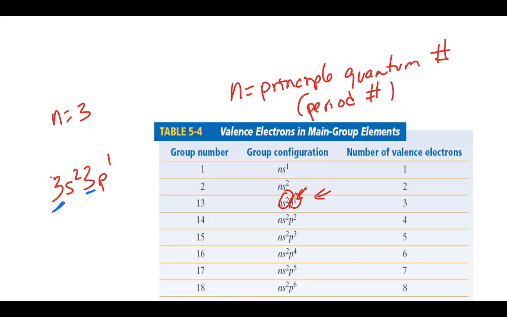And again, what I mentioned, I think probably a couple weeks ago now, when you get to groups 13 to 18, the number of valence electrons is the group number minus 10. So group 13 has 3, 14 has 4, and so on like that.